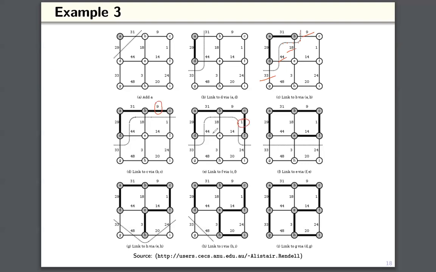1 will be selected in the next round. See, 1. So in the next round, which one? Is it 14? Right, 14 will be selected. And I mean, keep doing this, right? 3, 3. So here then 20 will be selected, and so on. 33 and 48, 33. Make sense? So this is your Jarnik's algorithm.